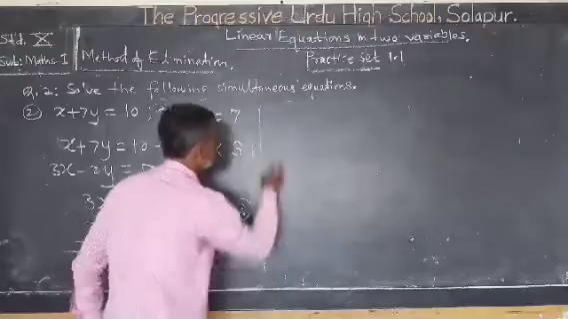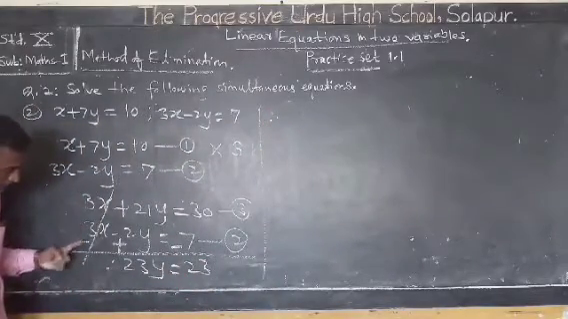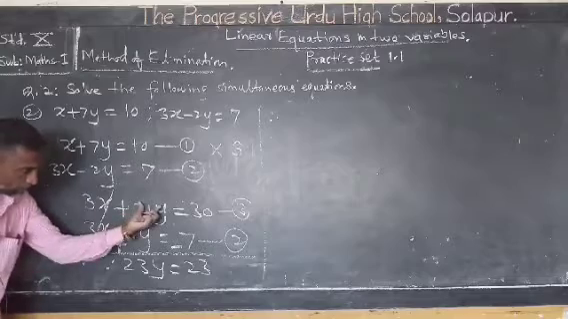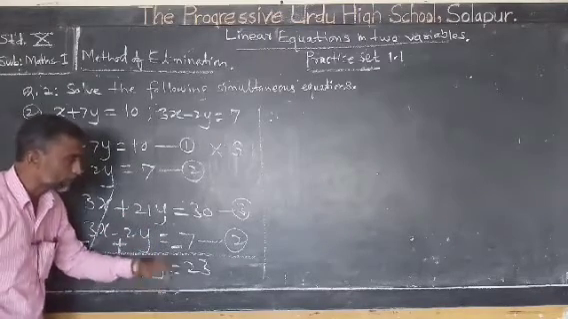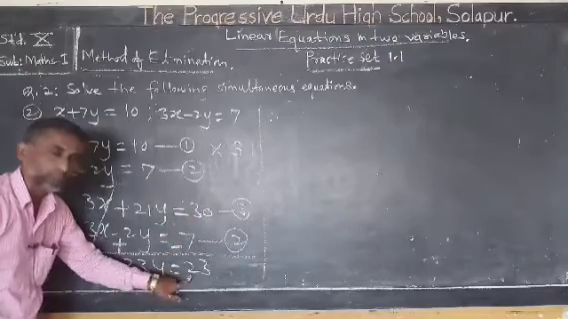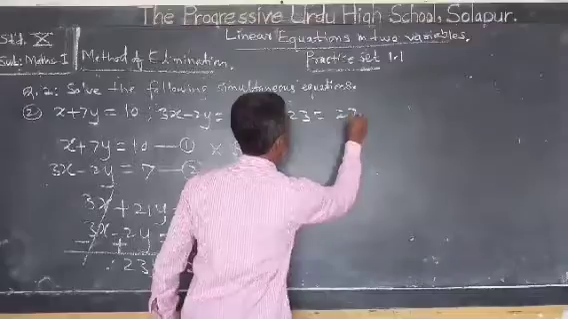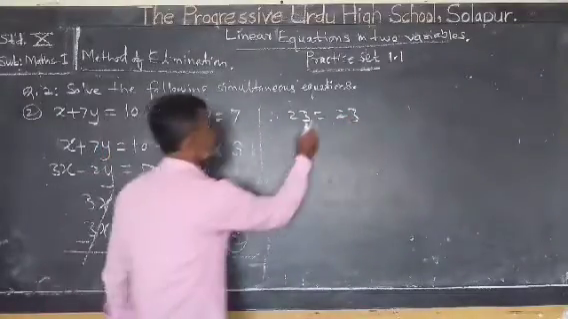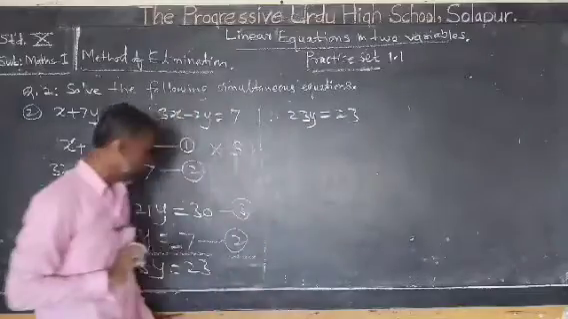Therefore, once again look: 3x minus 3x becomes 0. 21y plus 2y, 23y is equal to 30 minus 7, 23. Therefore, 23y is equal to 23.